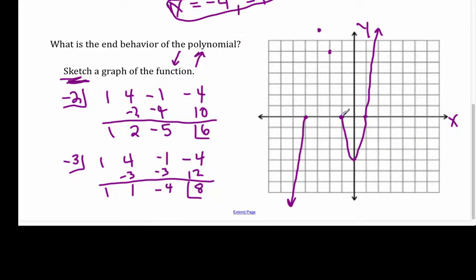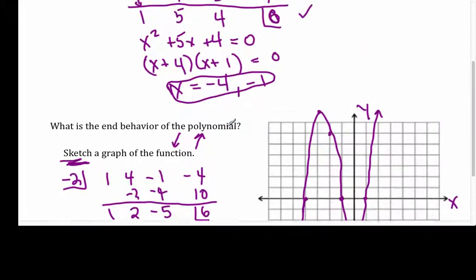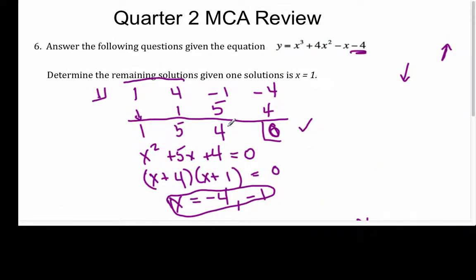Now I know that this has to start turning back because I really don't have any more room. And there's my rough sketch of the equation that we had up here at the top. All right, so that's the end of number 6. Let's take a look at number 7.